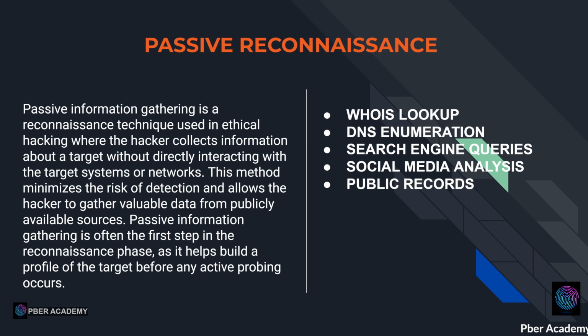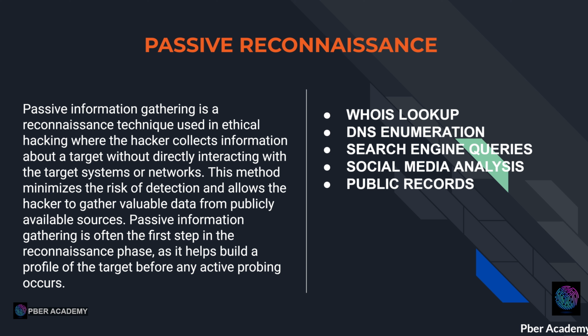Then search engine queries. Using search engine queries like Google Dorking or Shodan, we can use that information to find sensitive information about the target, such as exposed documents, reports, or configurations. One of the most important search engine queries is Google Dorking. By using Google Dorking, we are able to find sensitive information and similar things as well.